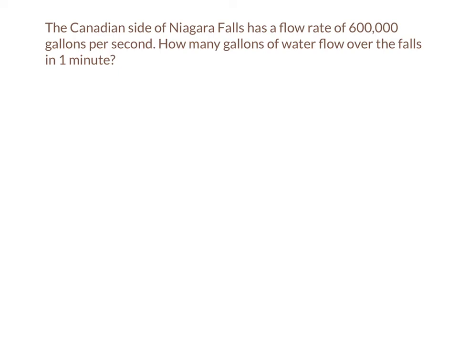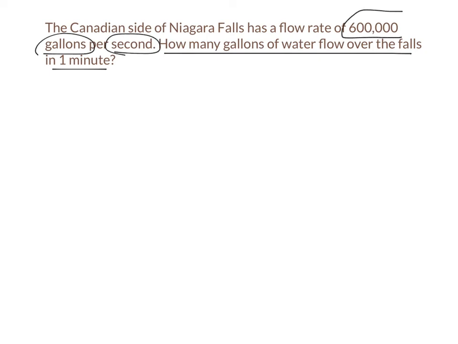Okay, what's the question asking us to find? Ananya? Okay, what's the important information? We need to know that it flows 600,000 gallons every second. Okay, so if it's 600,000 every second, and we're trying to find out how much water flows every minute, we have to multiply the second number by what? How many seconds are there in 1 minute? 60. So if I do 600,000 times 60, will that show me how much there is in 1 minute?